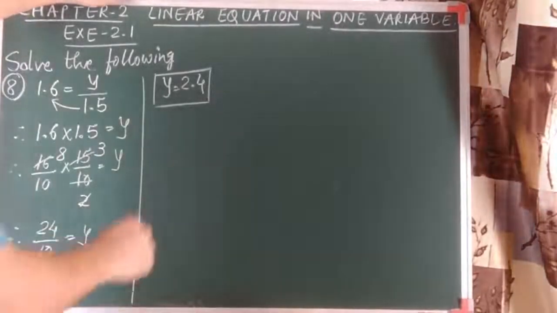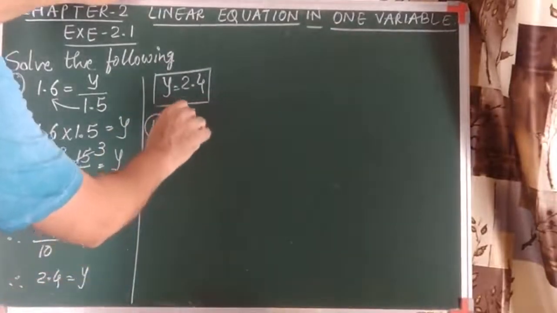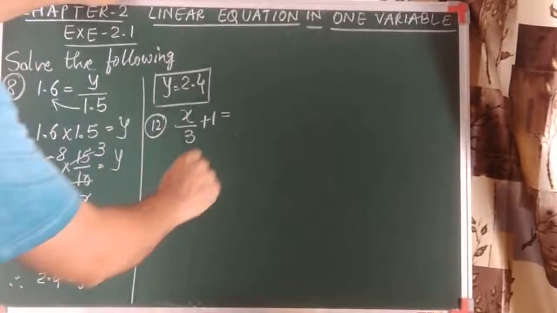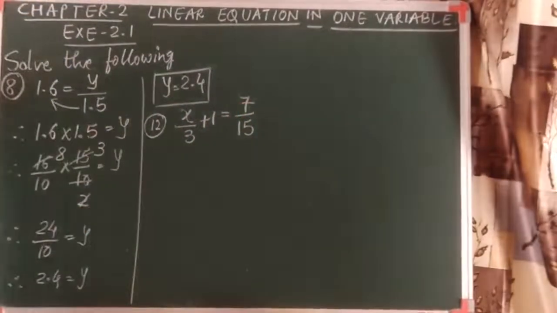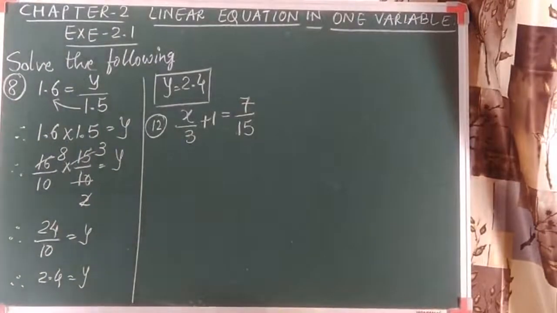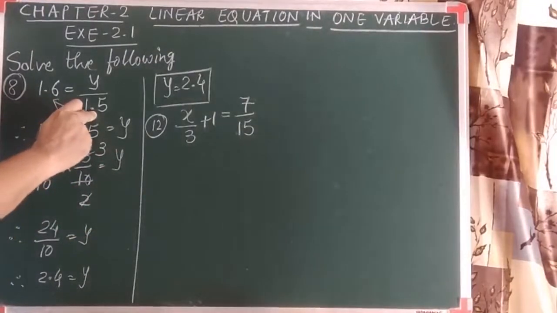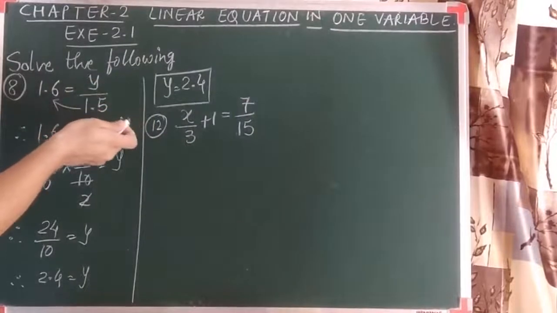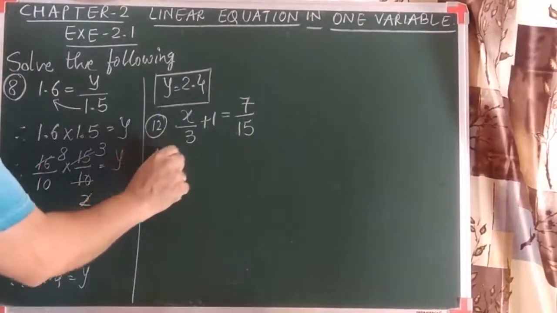We'll go for the 12 number question. That is x upon 3 plus 1 is equals to 7 upon 15. Now recall this is the fraction form. So fraction हो तो क्या करेंगे, सबसे पहले we must take the LCM. यहाँ पे क्यों नहीं लिया था LCM मैंने? Because there are only two terms, so no need to take LCM. तो यहाँ पे मैं 3 इधर नहीं ले जा सकता. So we have to go for the LCM.